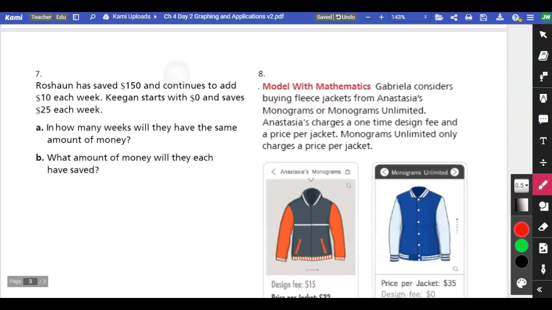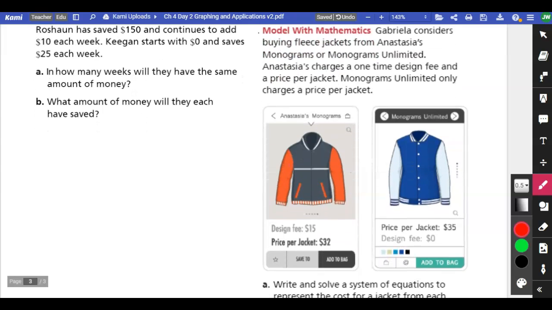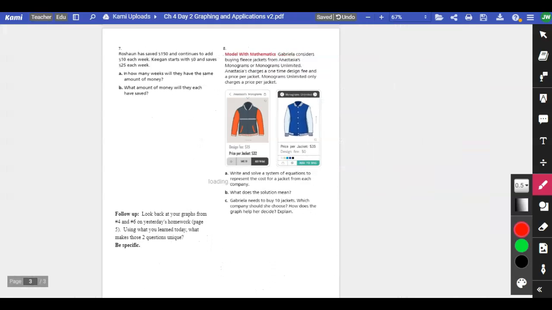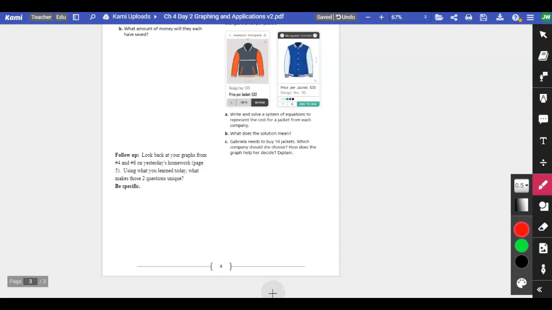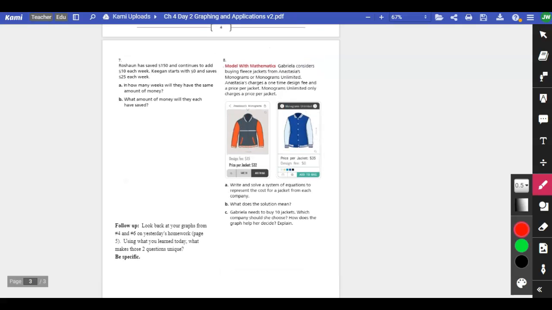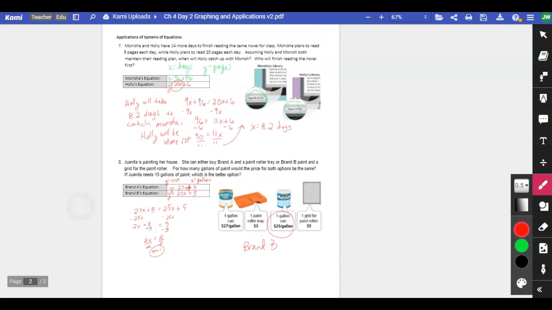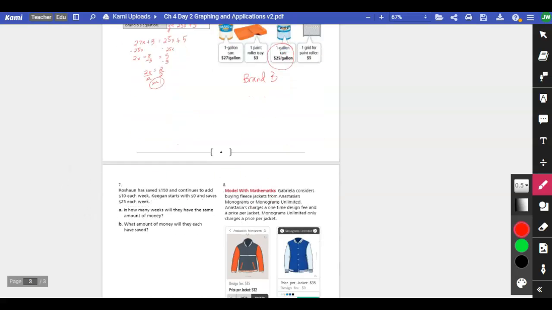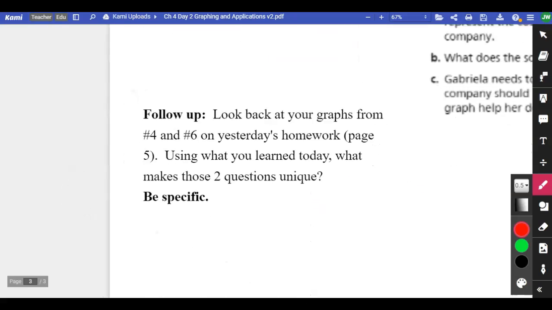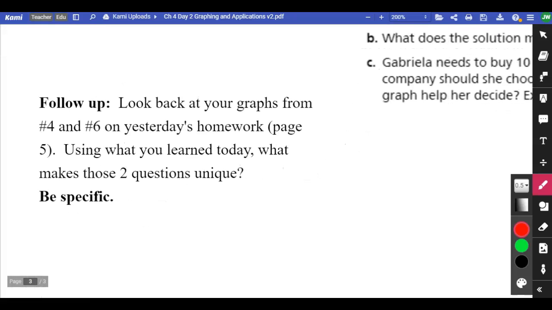So that's it for the notes for today. Your homework is only on page 6. That's it. It's 2 story problems, just like we did here. You don't have to do any more graphing, but I do want you to do this. I want you to look back at your graphs, so you might have to pause this and write this down. Look back at your graphs from number 4 and 6 on yesterday's homework, which is on page 5. And using what we learned today about infinite solutions and no solutions, what makes those 2 questions unique?